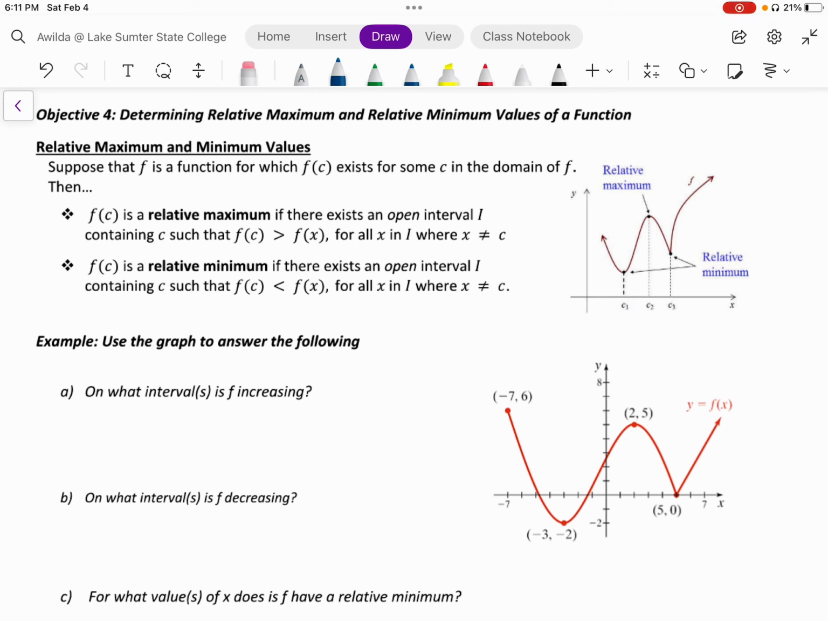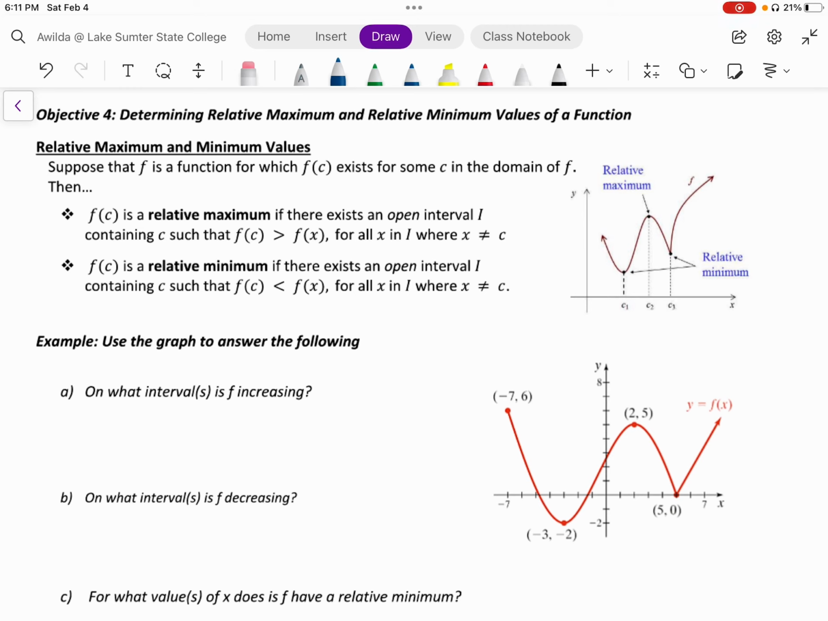Similarly, f of c is said to be a relative minimum if there exists an open interval that contains c such that f of c is less than f of x for all x other than c itself. I know this is a mouthful, so let's translate this into the application. It's actually a lot simpler than it sounds.